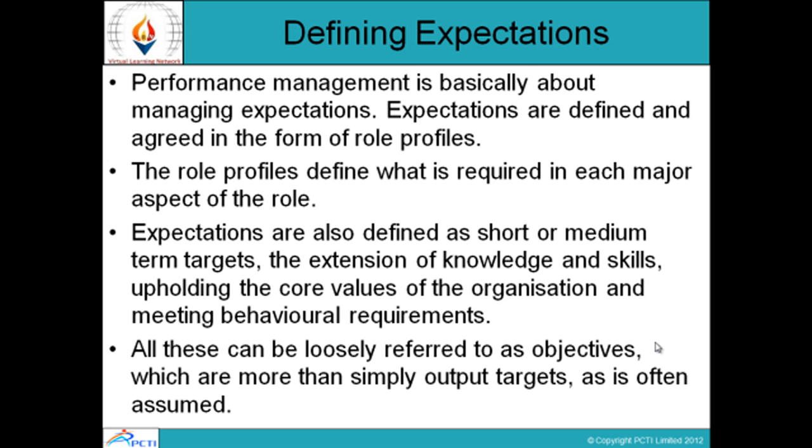Next is defining expectations. Performance management is basically about managing expectations. Expectations are defined and agreed in the form of role profiles. The role profiles define what is required in each major aspect of the role. Expectations are also defined as short or medium term targets. They include the expectation of knowledge and skills, upholding the core values of the organization, and meeting behavioral requirements. All these can be loosely referred to as objectives, which are more than simply about targets as is often assumed.